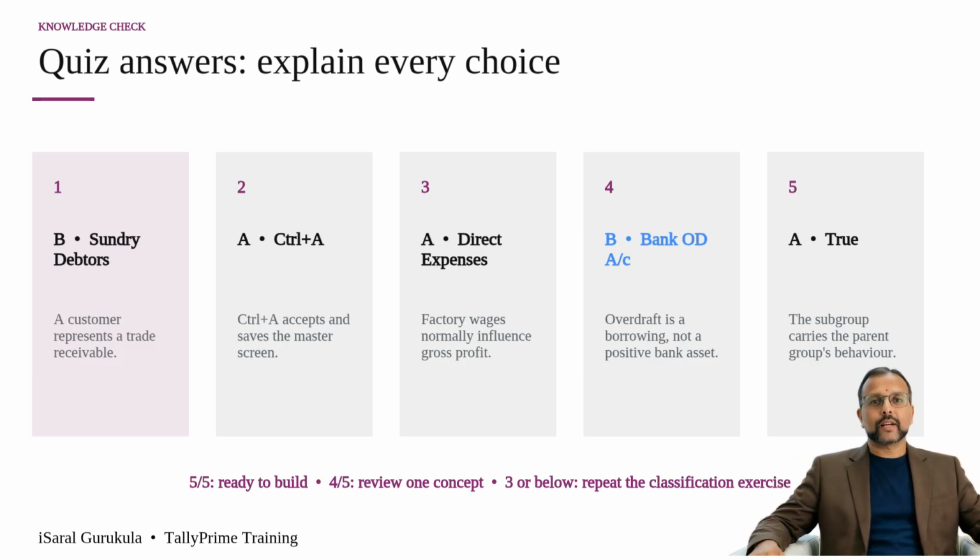Now score yourself. 5 out of 5, you're ready to build your chart of accounts. 4 out of 5, review one concept from the course. 3 or below, go back and repeat the classification exercises. This isn't just about getting the right answers, it's about building the confidence to set up accounts correctly.